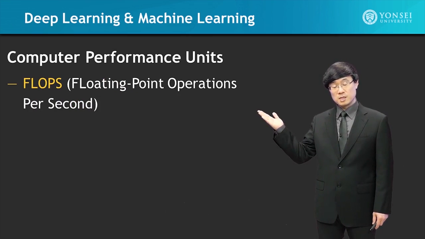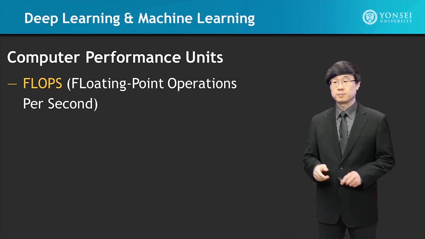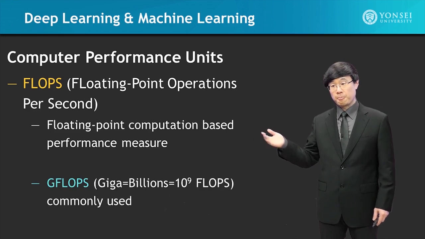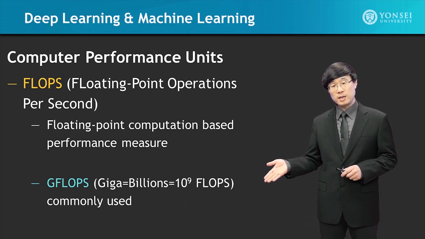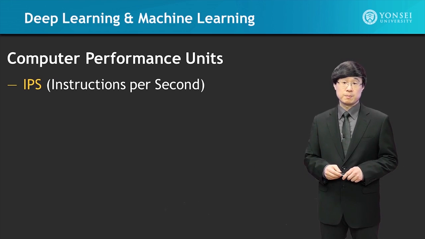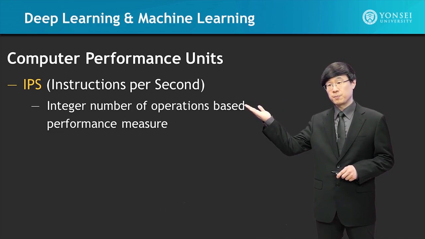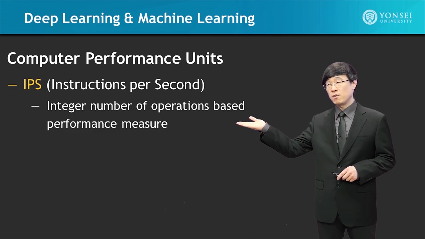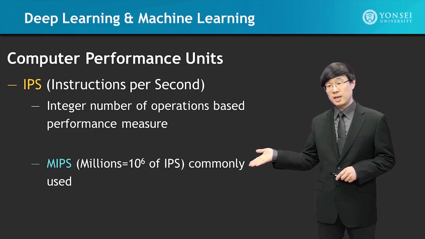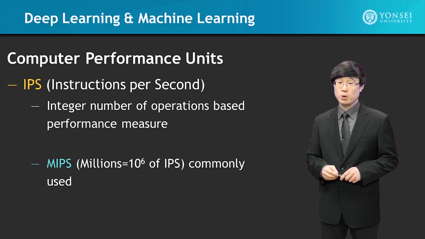Computer performance units is next what we'll look into. And the first one is FLOPS, floating point operations per second. This is the floating point computation-based performance measure, and the commonly used unit is GFLOPS, which is giga, billions of FLOPS. Another performance unit is instructions per second, IPS. And this is the integer number of operations based performance measure. The commonly used unit is in millions of IPS. So therefore, it's MIPS for short.